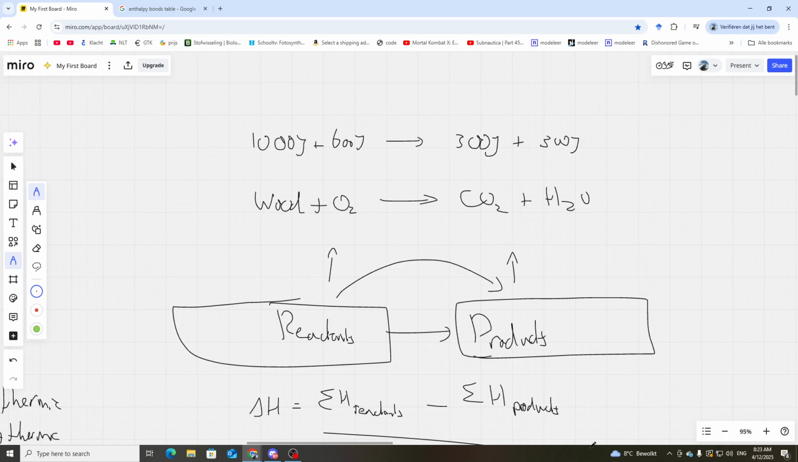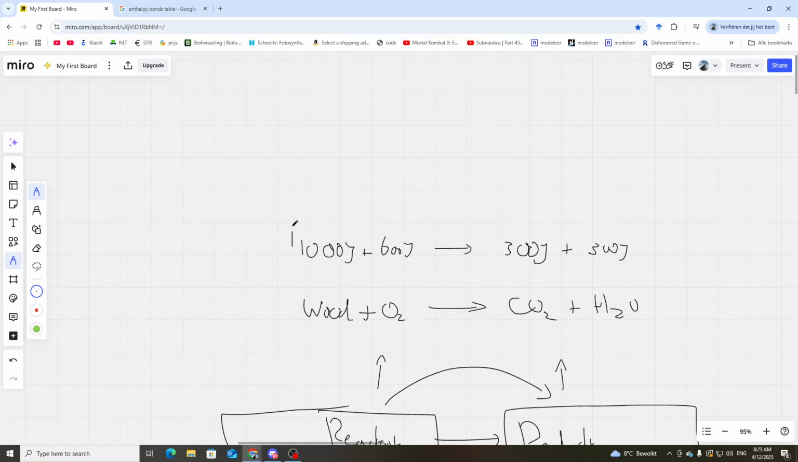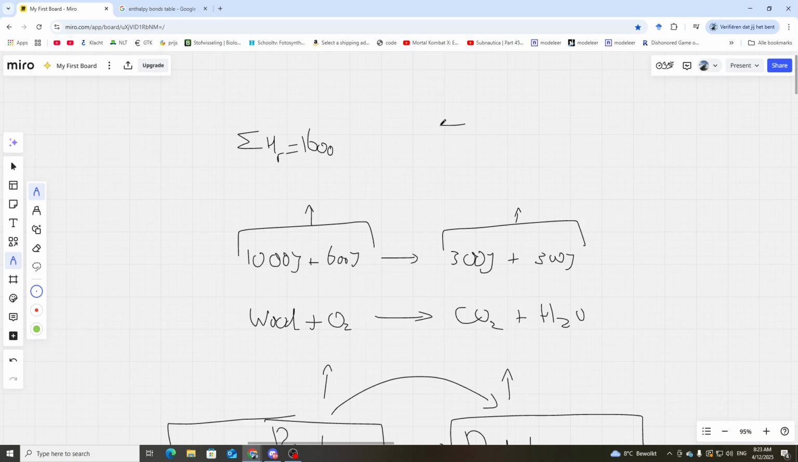If we now look at my formula, we can see that we need to get the sum of products and the sum of reactants, which simply means adding these together. Yeah, the sum simply means the addition of all of the parts. So the sum, oops, that's not the symbol. That's neither. The sum of the enthalpy of my reactants, R, is equal to 1,000 plus 600, so 1,600. Yeah? And the sum of the enthalpy of my products is 300 plus 300, so that is 600 joules.